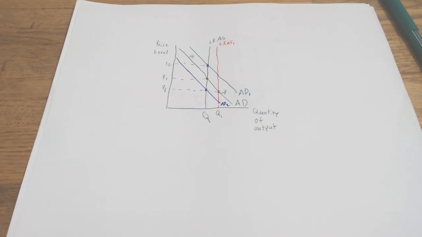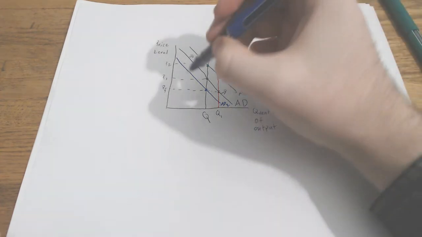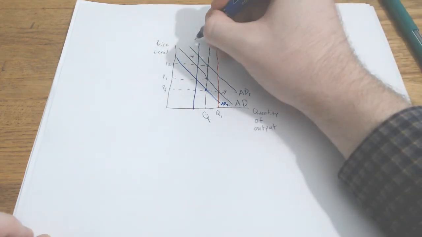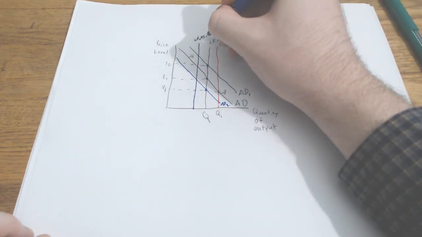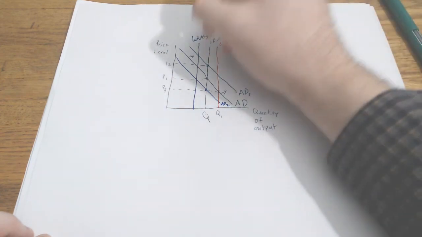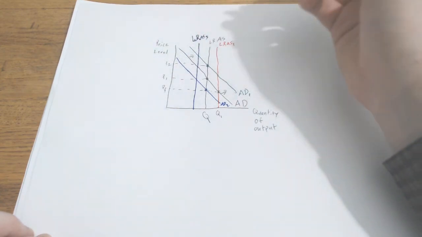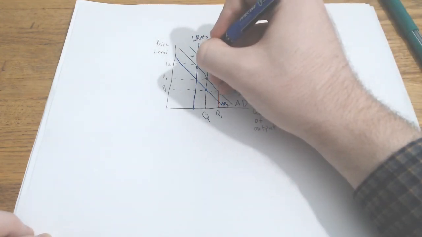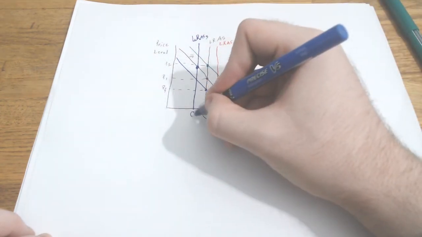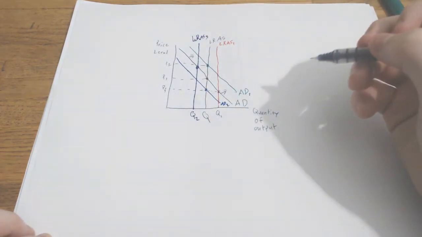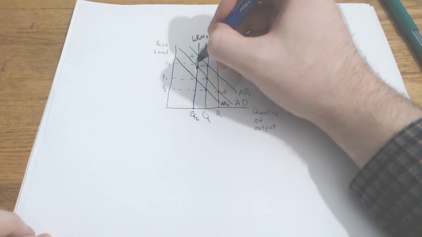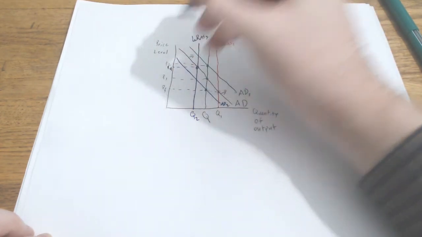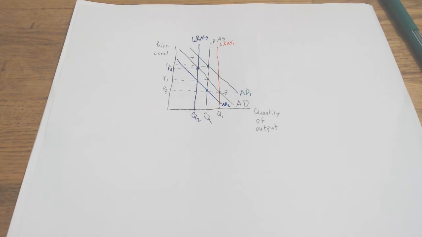Now, of course, long-run aggregate supply can shift to the left as well, in which case we would be here at long-run aggregate supply 3. And if we look at the original case where aggregate demand did not change, we'll be here. And this will be Q2, where our prices increased to P4. And our quantities decreased. So we're paying more for less.